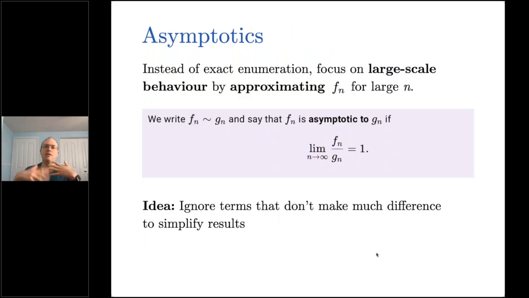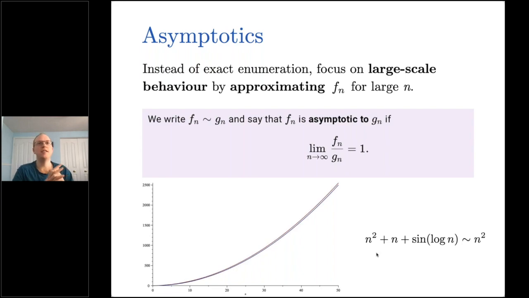So this brings me to the last thing I'll talk about right now, which is asymptotics. So instead of counting something exactly, which can be very complicated, we could focus on the large-scale behavior of a sequence by approximating the terms in our sequence when the index n is very large. So if I have a sequence f(n), I'll say that it's asymptotic to another sequence g(n) if the ratio f(n) over g(n) goes to 1 when n gets larger and larger. And the idea is that we're going to ignore terms that don't make much difference and that could be very complicated, to simplify results.